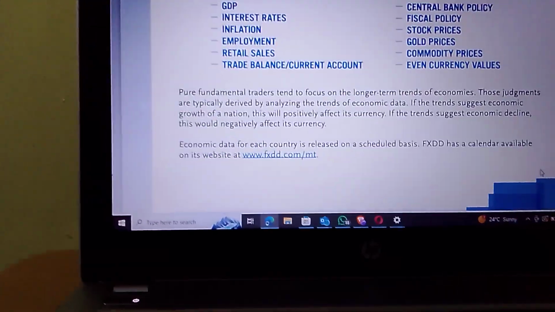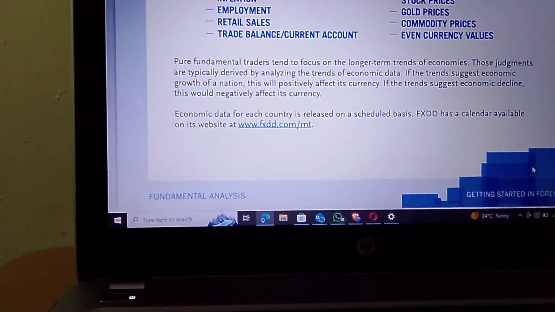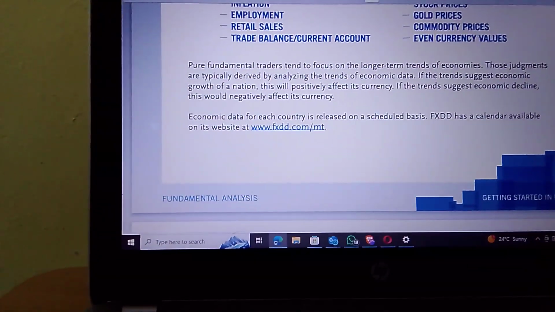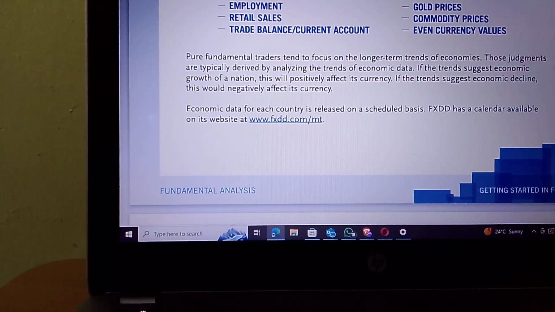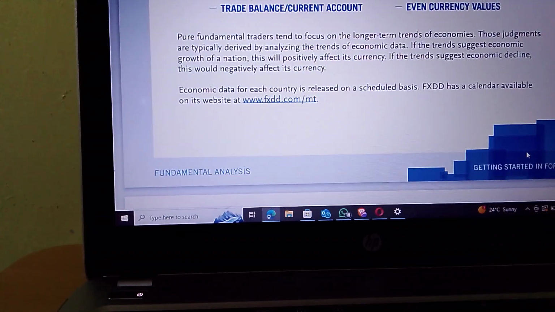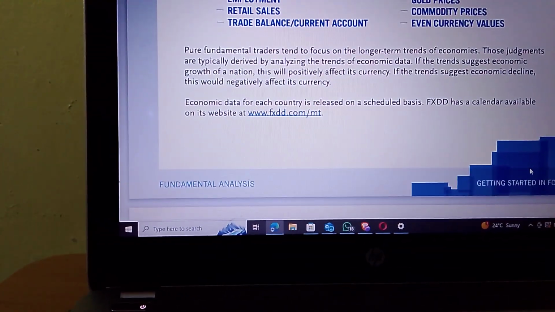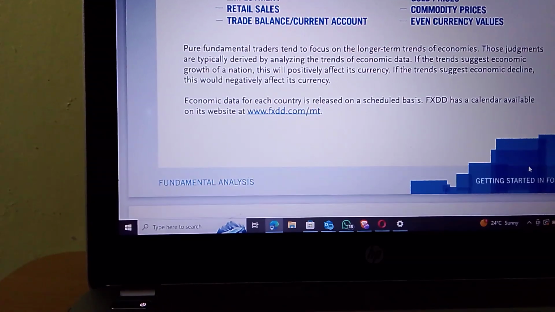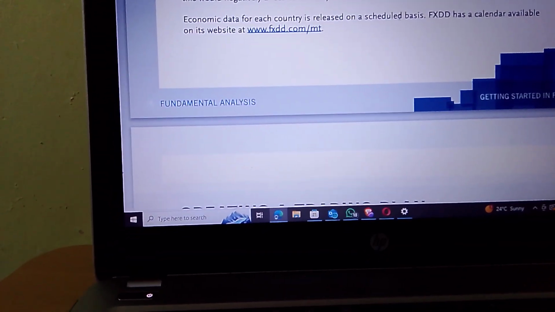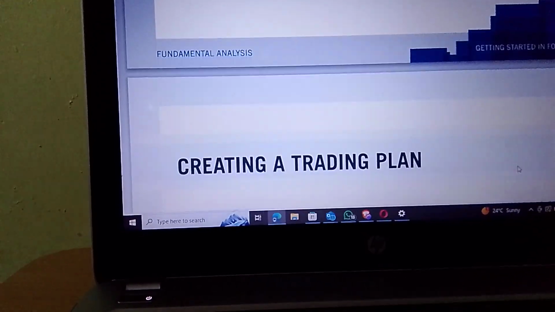Pure fundamental traders tend to focus on the longer term trends of economies. Those judgments are typically derived by analyzing the trends of economic data. If the trend suggests economic growth of a nation, this will positively affect its currency. If the trend suggests economic decline, this will negatively affect its currency. Economic data is released on a scheduled basis.